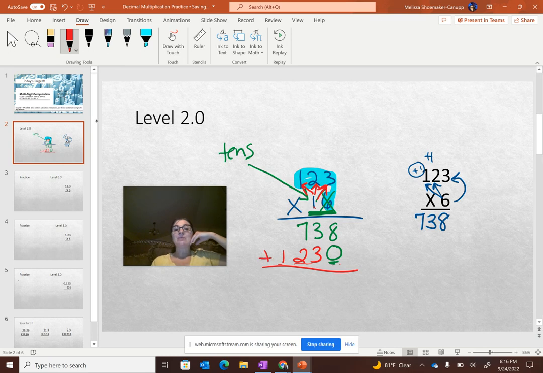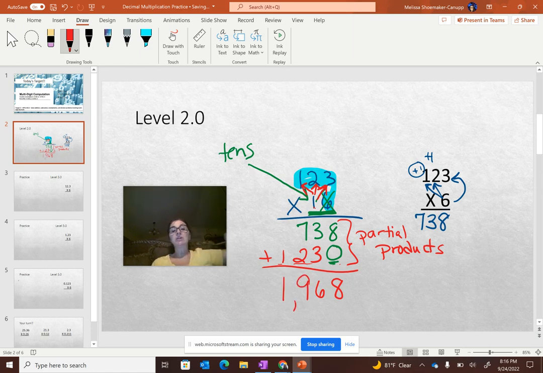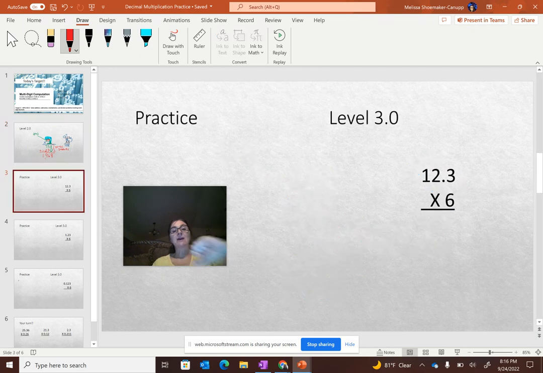Okay. Now we take these two things. Remember, they're called partial products. They're part of the product, but they're not the entire product. We will get that when we add. 8 plus 0 is 8, 3 plus 3 is 6, 7 plus 2 is 9, and 1 plus nothing is 1. Okay, so ordinarily we would do 1,968. Now, this is really the hardest part. The decimal part is super simple. We're going to take a look at that at the next slide.